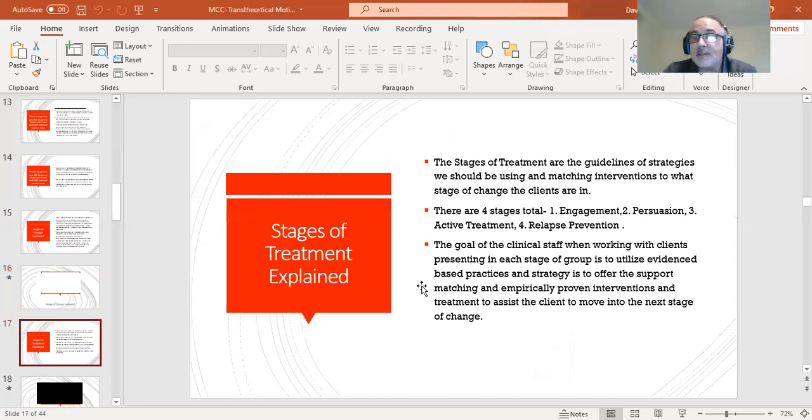Stages of treatment. So this is different from what the Transtheoretical model is, but goes together, if that makes sense. Stage-wise treatment. I think it's a term that we have all heard, that we are aware of on some level. I'm going to unpack that a little bit further so you can see how the stages of treatment are designed to meet a person where they're at in the stages of change. So the stages of treatment are the guidelines or strategies we should be using, matching interventions to what stage of change the client is in. There are 4 stages total: the engagement stage, the persuasion stage, active treatment, and relapse prevention.